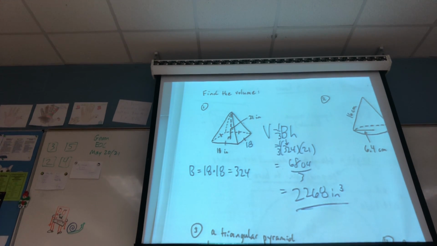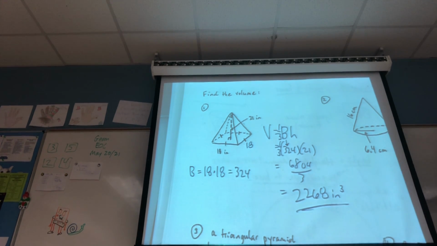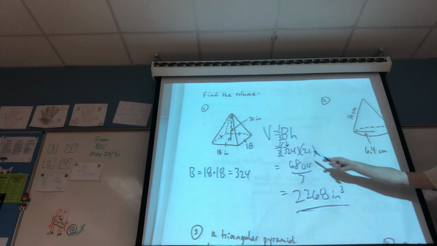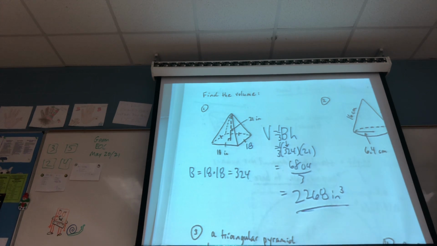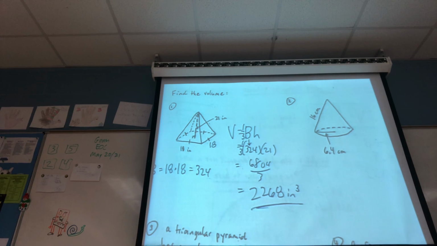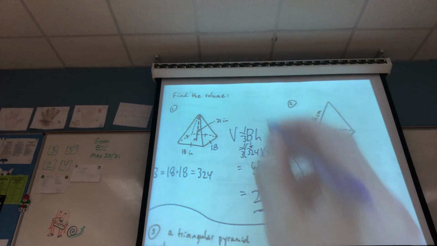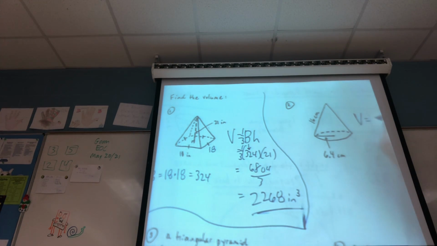Alright, good. So find capital B, the area of the square base, put that in, put your height in, and then just do the math. Multiply, divide by 3, 2,268 for the volume. Alright, number 2, we have a cone. Again, we bring up our 1/3 BH generic formula.